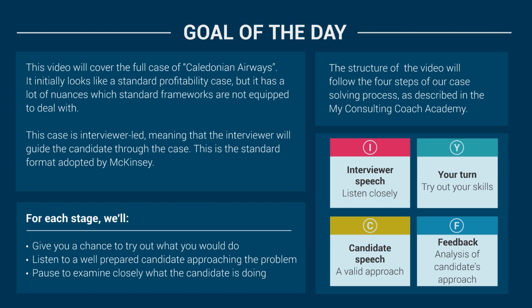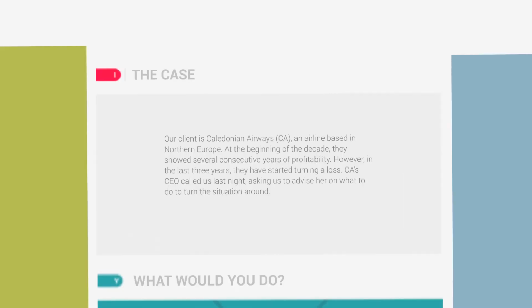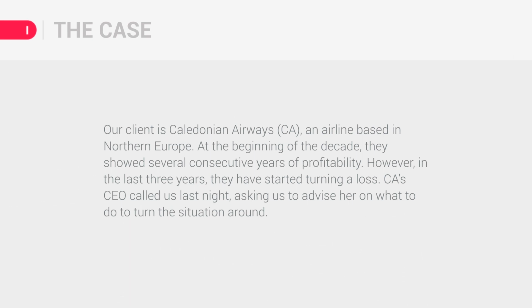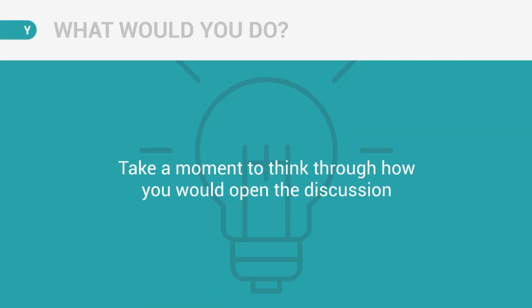We begin with the interviewer delivering the case prompt. Our client is Caledonian Airways, CA, an airline based in Northern Europe. At the beginning of the decade, they showed several consecutive years of profitability. However, in the last 3 years, they have started turning a loss. CA's CEO called us last night asking us to advise her on what to do to turn the situation around. Well, what would you do? You can take a moment now to think about how you would open the discussion.